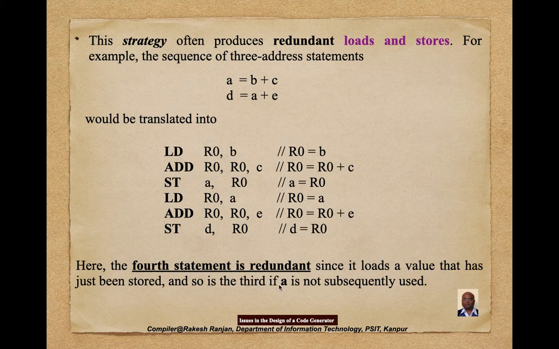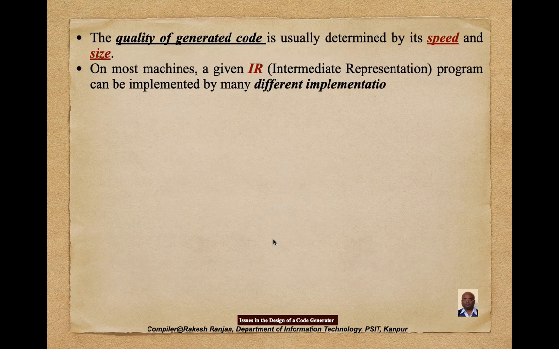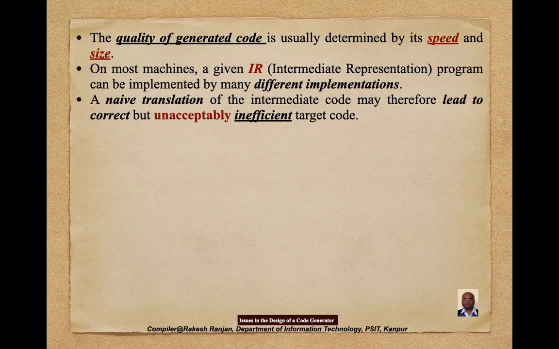In the third statement, we are just storing the value of r0 in a, so we do not need to load the value of a into r0 again. So we may remove the fourth statement from here. This is known as optimization. The quality of generated code is usually determined by its speed and size. So we need to optimize these codes.